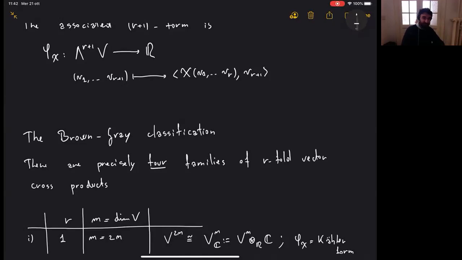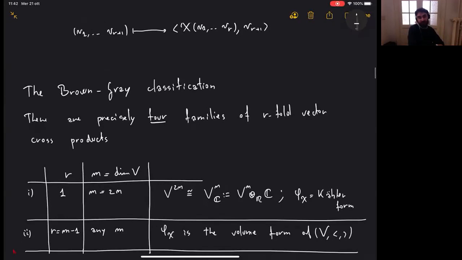So there is at least a second family, and the second family is the one containing the standard cross product on R3. So now the dimension is any dimension, so we just take any finite dimensional Euclidean vector space, but now the constraint is on the foldness of the cross product. So R has to be m minus 1. And in this case, phi chi will be a top antisymmetric form, and it will be, of course, the volume form.